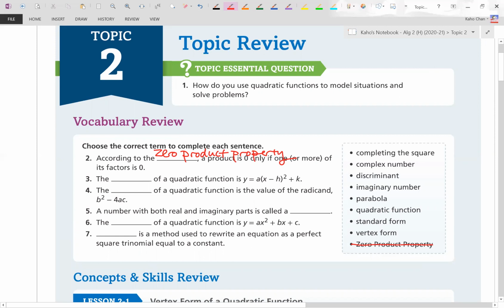Number 2, the blank of a quadratic function is y equals a parentheses x minus h close squared plus k. This is the vertex form. A's, h's, and k's. A carryover from Algebra 1. Number 3, the blank of a quadratic function is the value of the radicand, b squared minus 4ac. That thing right there has a name. It's called the discriminant. b squared minus 4ac is called the discriminant.